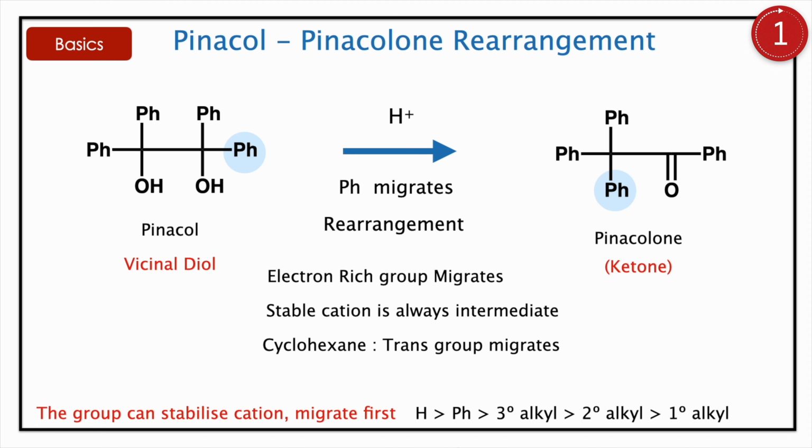Here the migration happens. An aryl or alkyl group migrates. Mostly the electron-rich group migrates. The intermediate is a cation, and always the more stable cation forms. If the reaction happens in a cyclohexane system, the trans group migrates. The migrating ability goes from hydrogen down to primary alkyl group. We will see that migrating ability shortly. First, you should know what the rearrangement is.